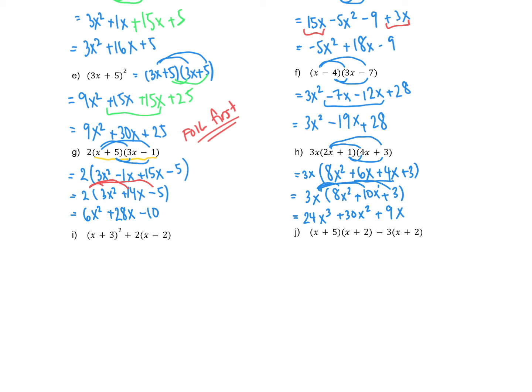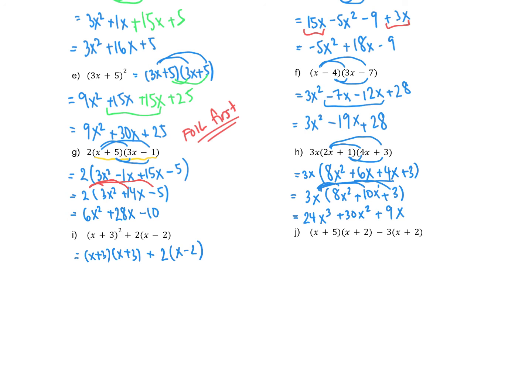All right, our last ones are one extra step in that I have 2 sets of groups. So I have x plus 3 all squared, which anytime you have an exponent, the first thing we should do is write the bracket out twice. And then we have 2 times x minus 2. So we have a grade 10 distribution on the left and a grade 9 distribution on the right. So we're going to do our FOIL, we're going to do our grade 9 distribution, then we're going to collect all the like terms.